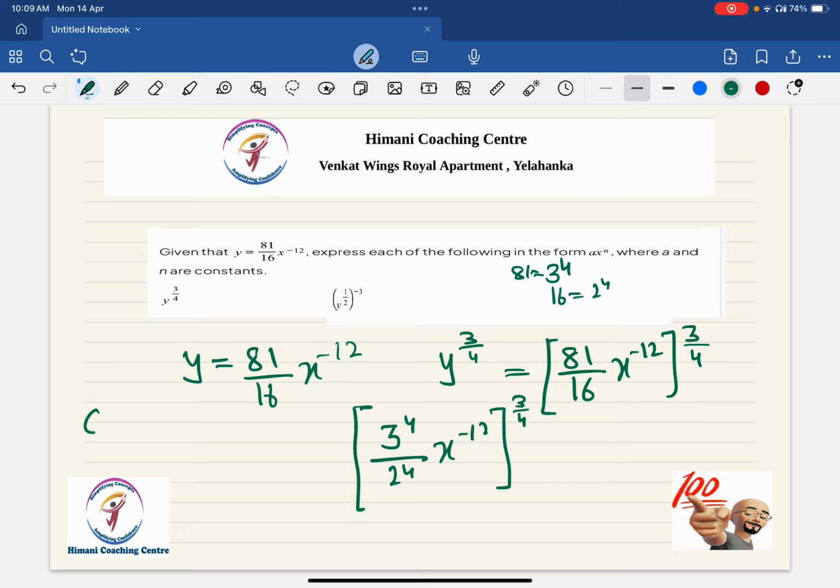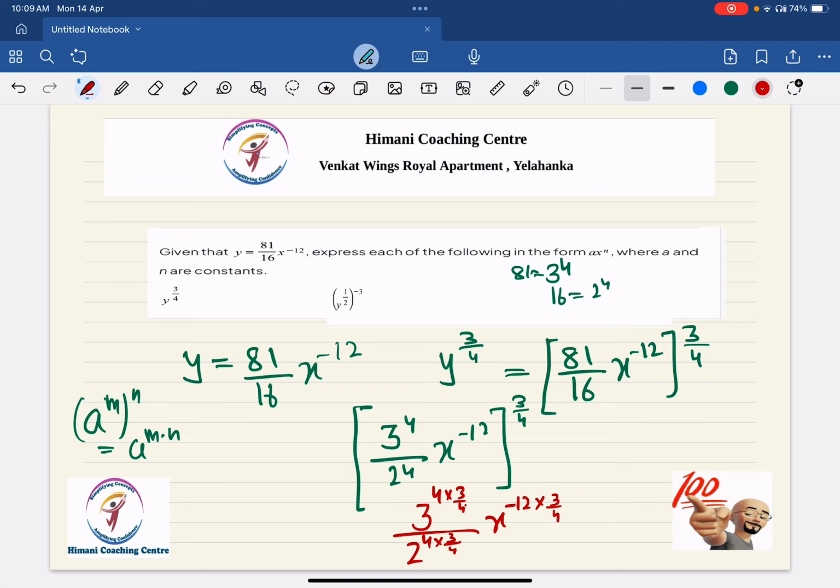Now students, we know this formula that if we have a to the power m to the power n, then the powers get multiplied, so it becomes a to the power m times n. Now we will do the same and solve this. So we will have 3 to the power 4 times 3 by 4 upon 2 to the power 4 times 3 by 4 times x to the power minus 12 times 3 by 4.